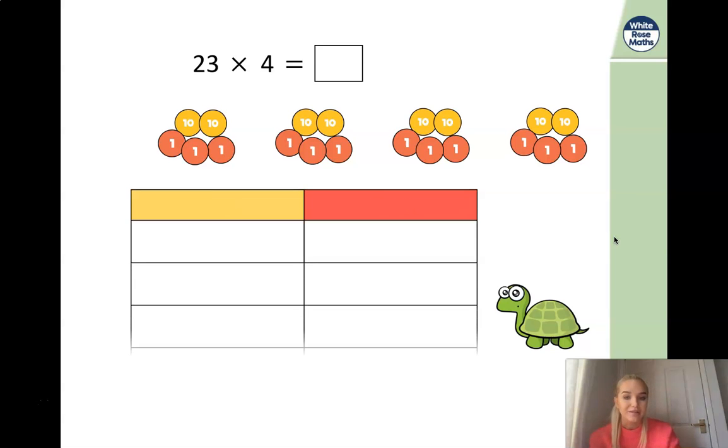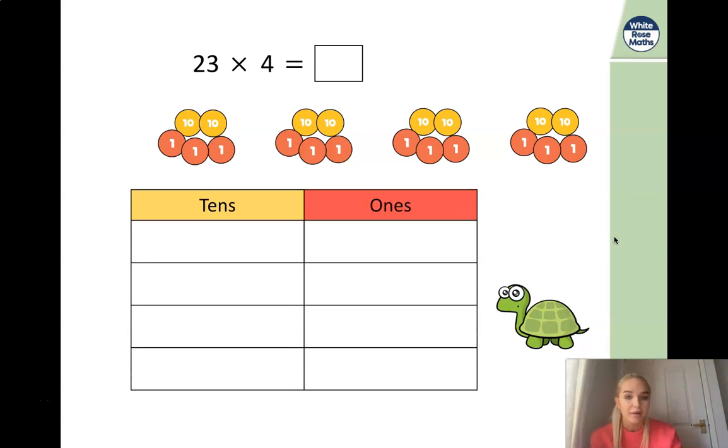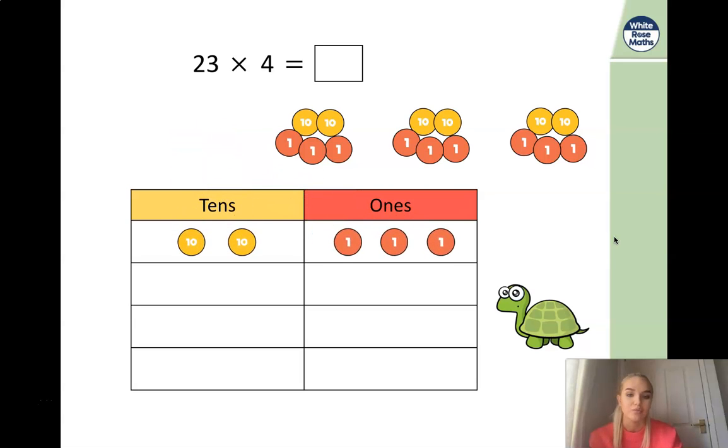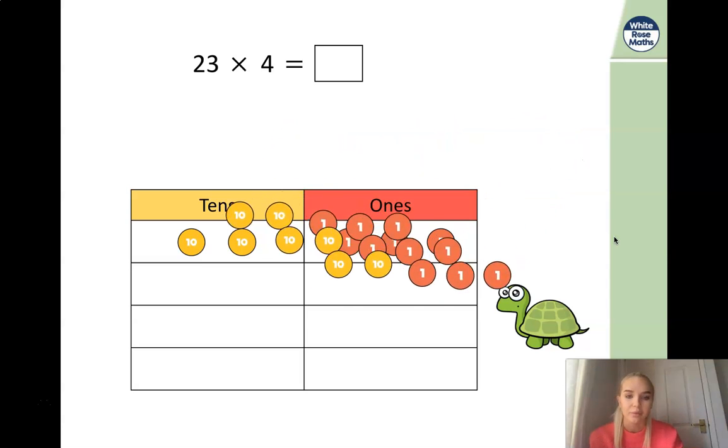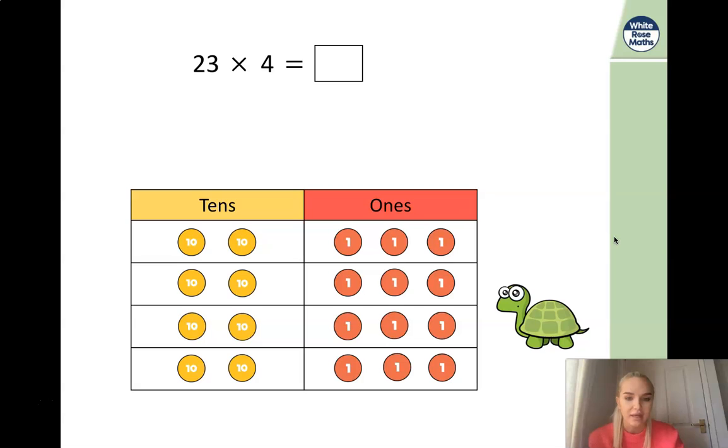And what he's going to do is find out 23 multiplied by 4 by adding together his tens and ones. So he's made 23 in the grid so far, and you can see that by his 2 tens and 3 ones, and he's going to pop the others in there now. So he has represented 23 multiplied by 4 in his grid.